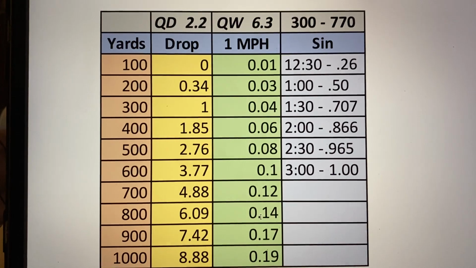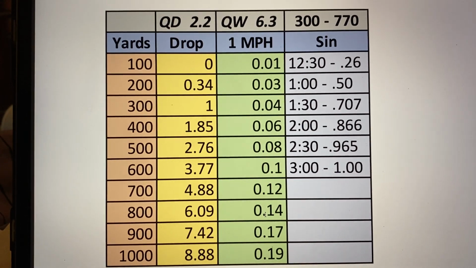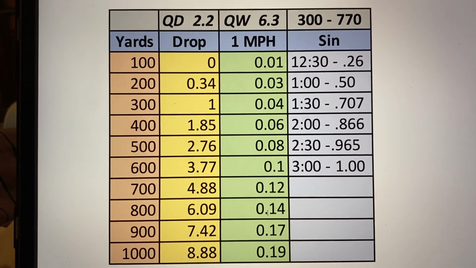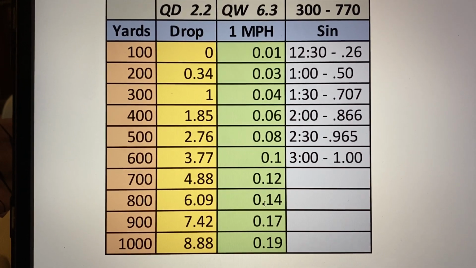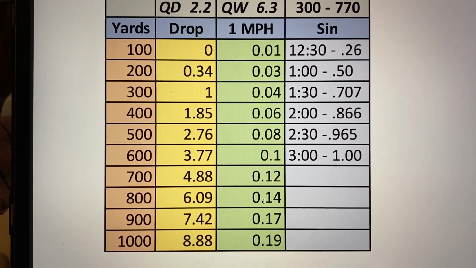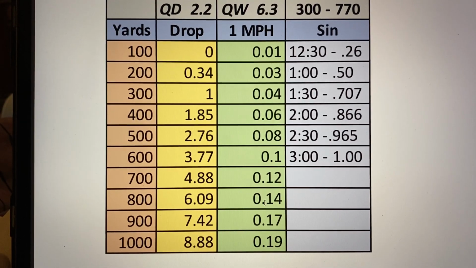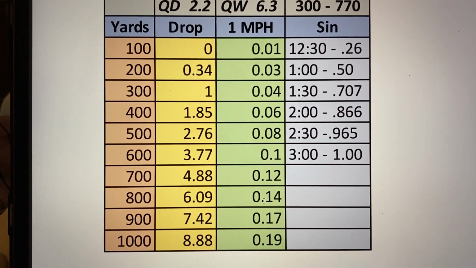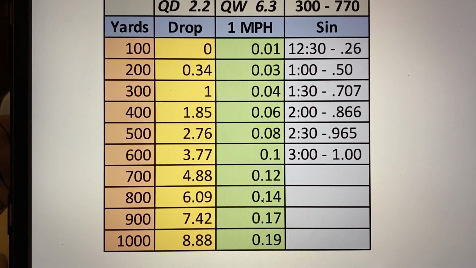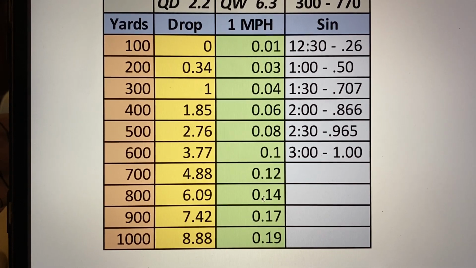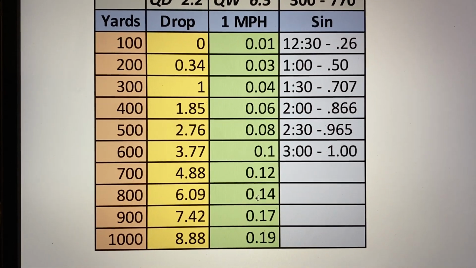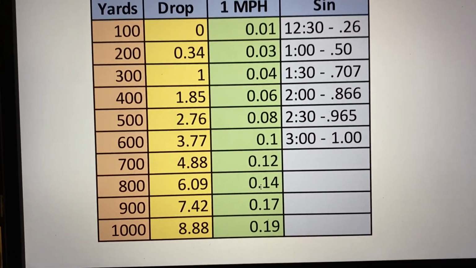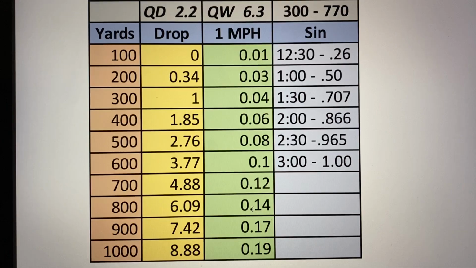At the top we have our quick dope number, or quick drop. This is a number that we can subtract from 1/100th of our yardage, and that works all the way at any range. So 400, you can do 440, 450, 460, 550, 560, and subtract 2.2 from that number, and that's going to give you your dope.